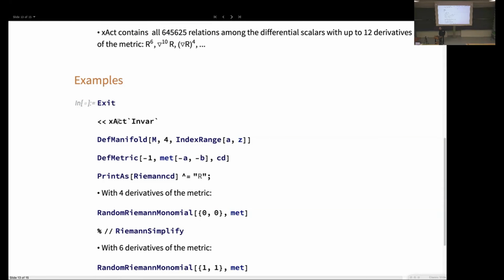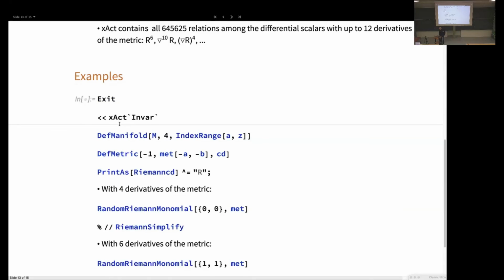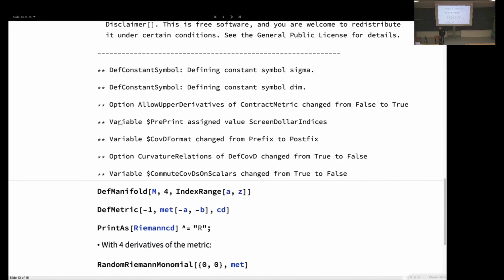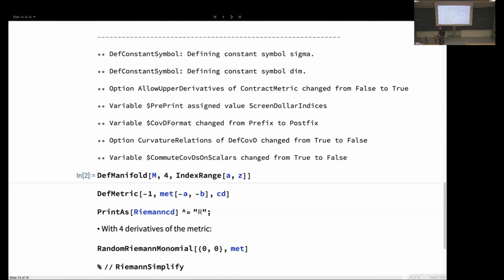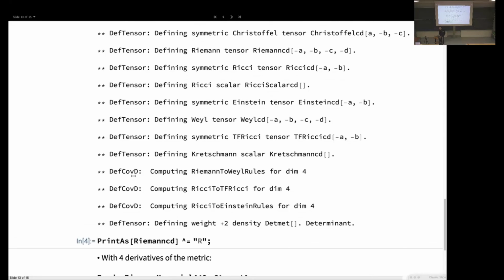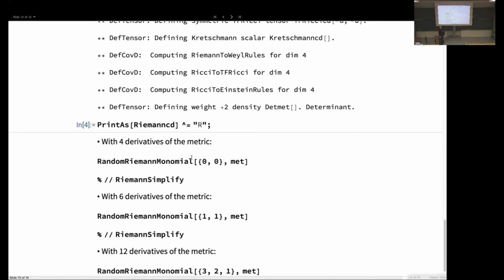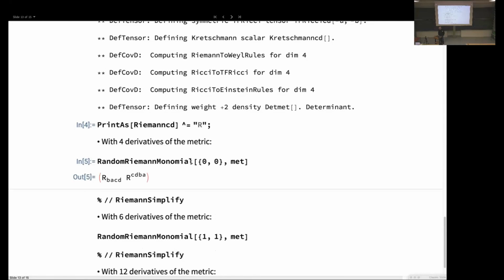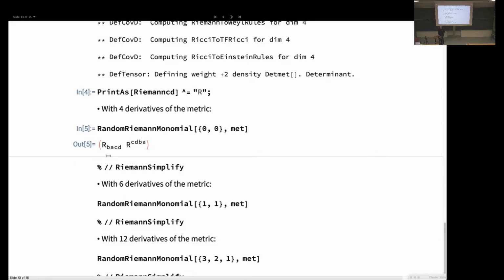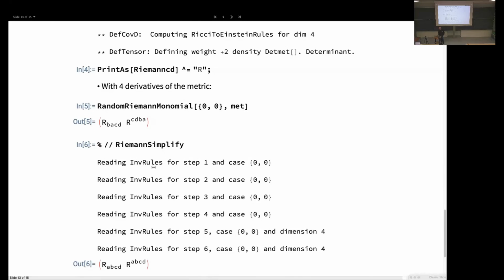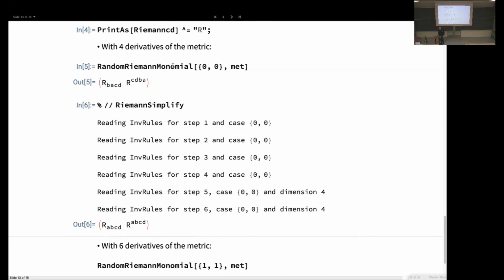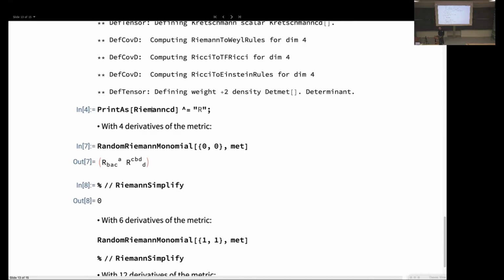I'm going to start all over again from the beginning. The package is called Inverse, so I create the manifold and the metric. I'm going to print Riemanns as R, and I'm going to create a random Riemann monomial. This red bracket just means scalar. Don't worry about that. There's a function, RiemannSimplify, that will read the table of relations and find a unique canonical form for all these monomials.